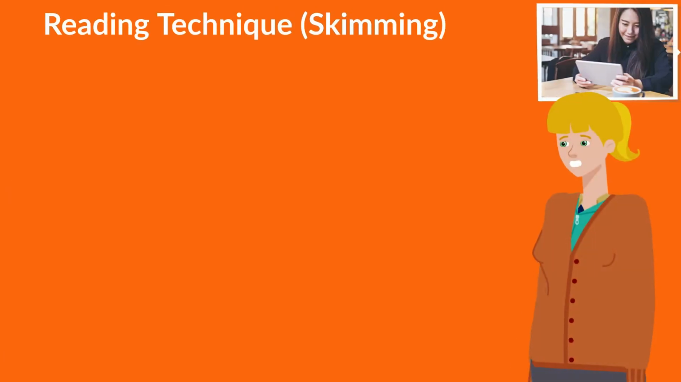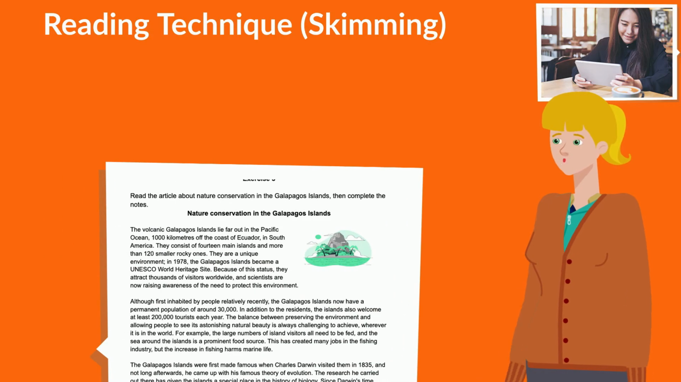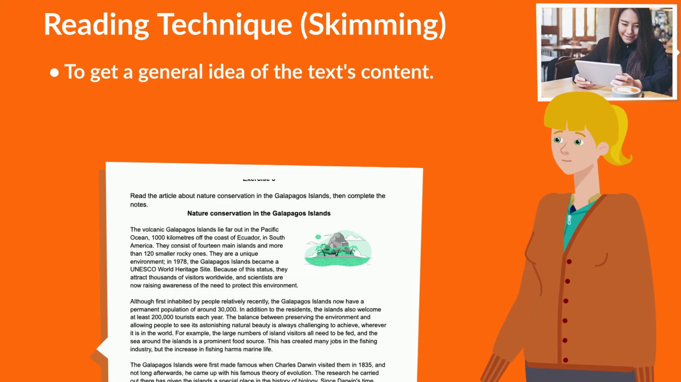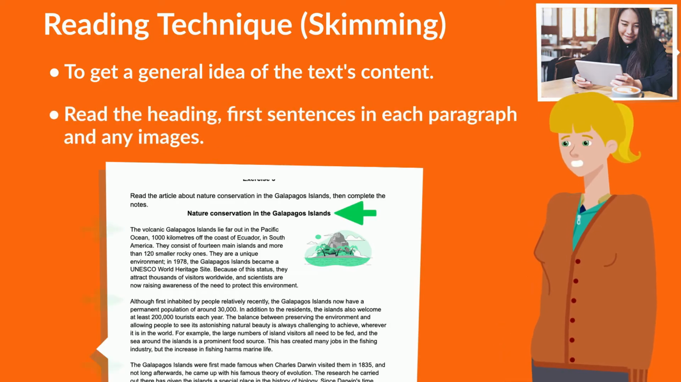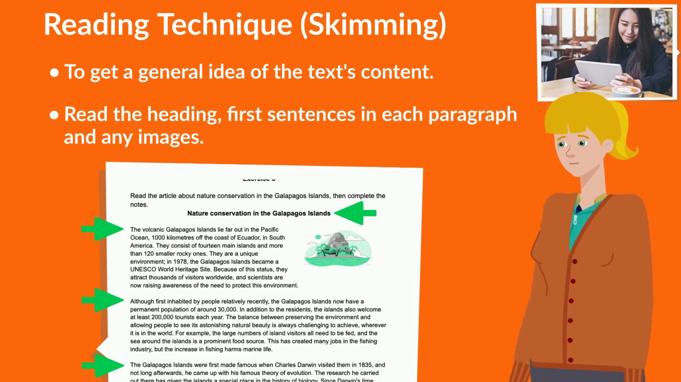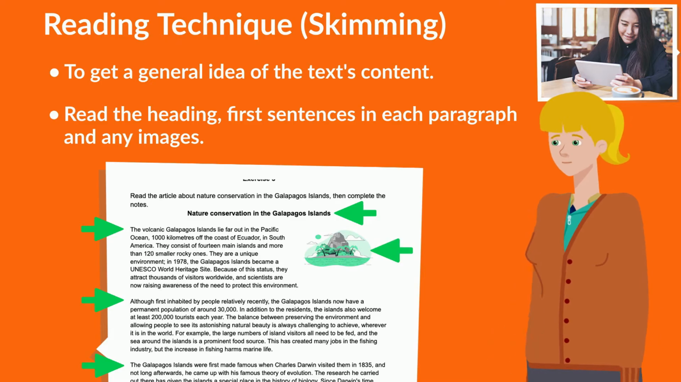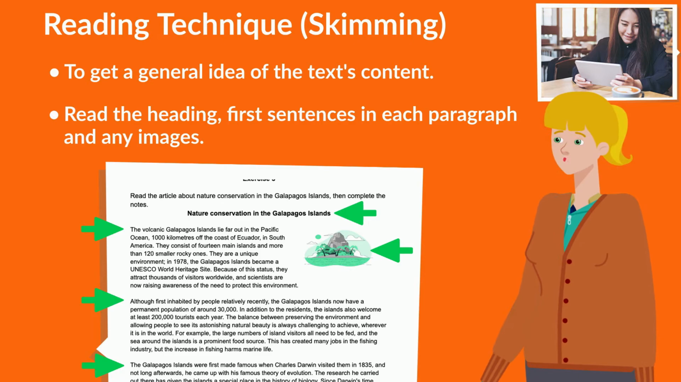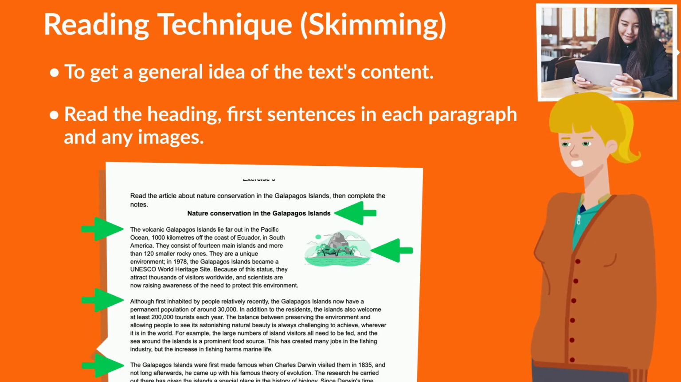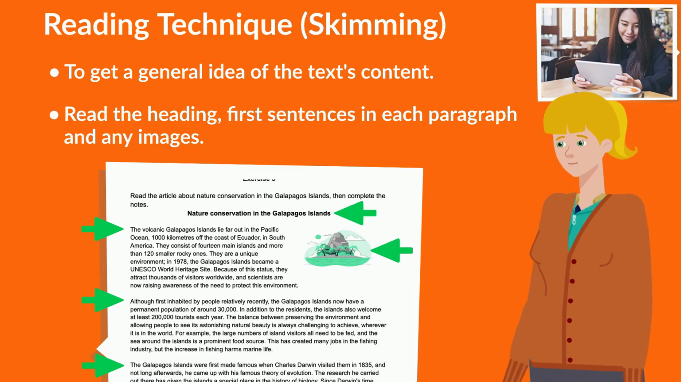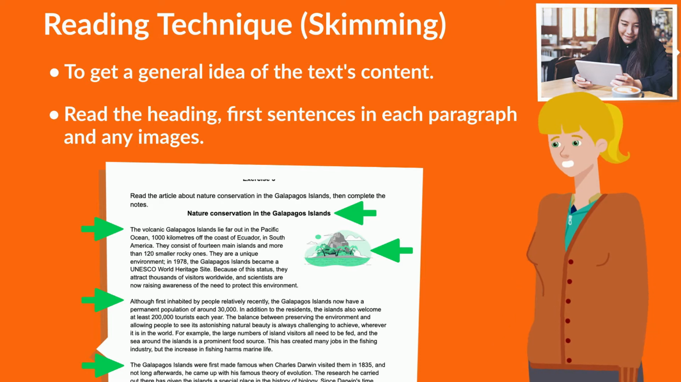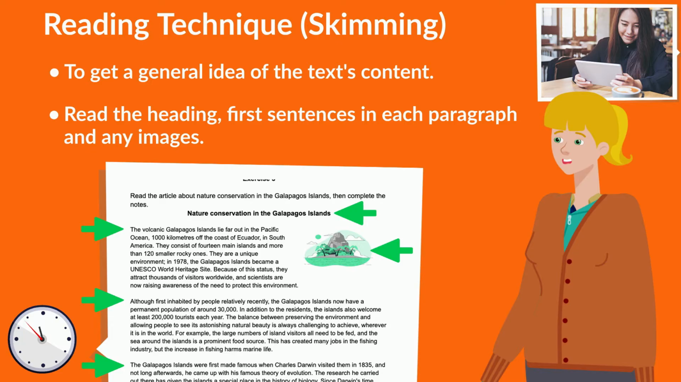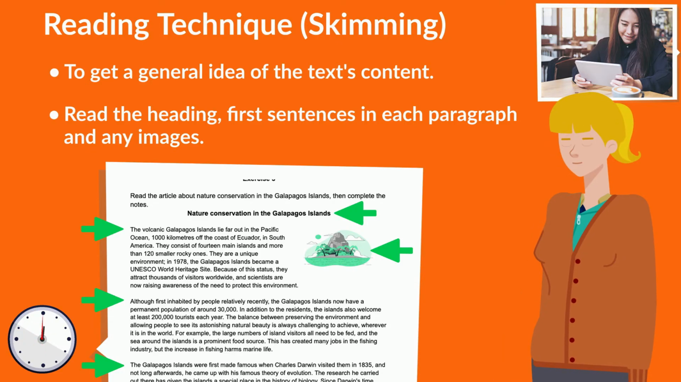The first reading technique is skimming, which involves quickly glancing over the text to get a general idea of its content. You should focus on the heading, then the first sentences of each paragraph, and any images in the text. This technique works best with non-fiction or factual texts, such as the texts in exercise 3. Skipping over detailed information and reading selectively will save time in the exam and help you grasp the text's main points.